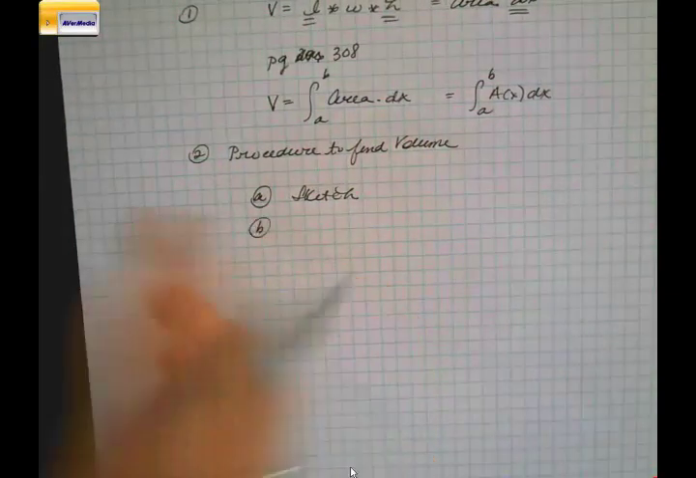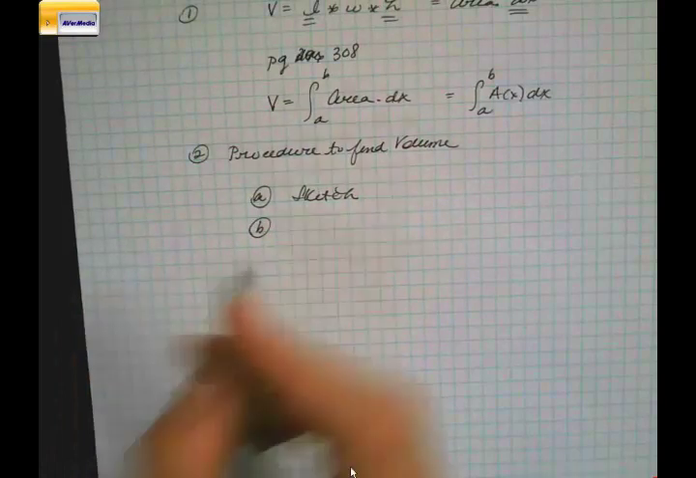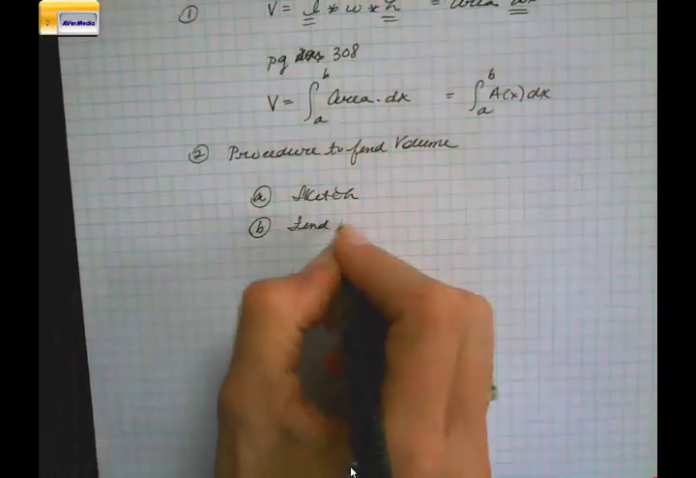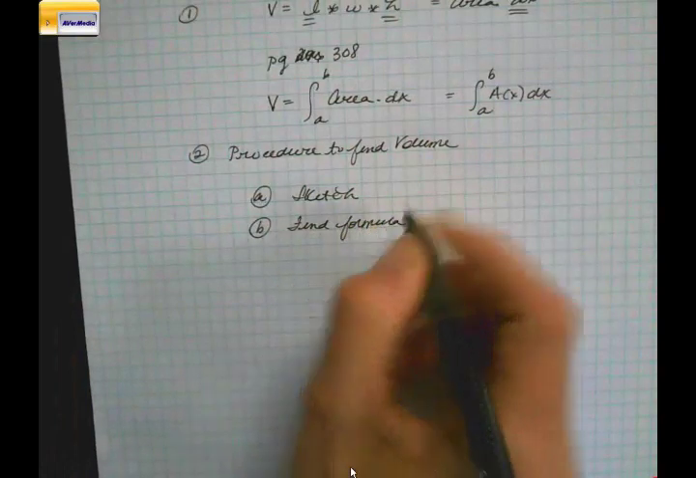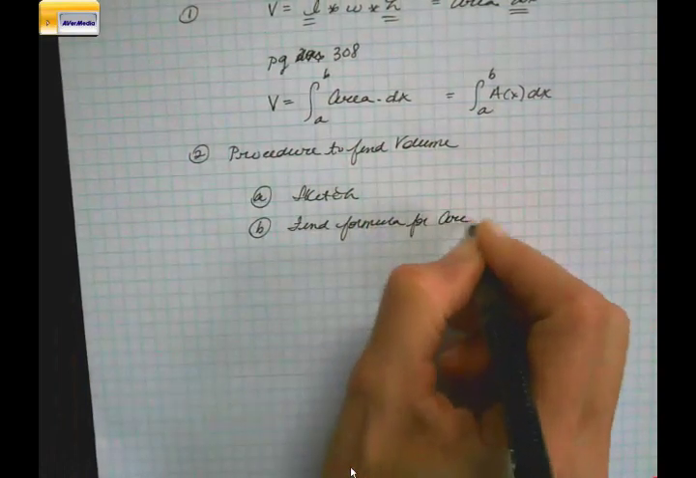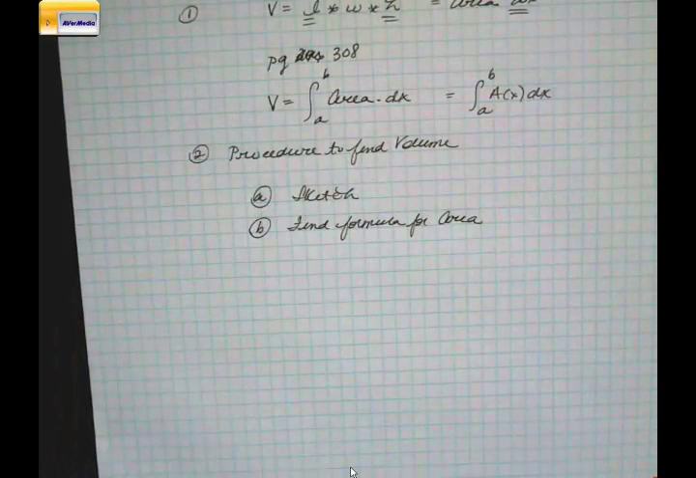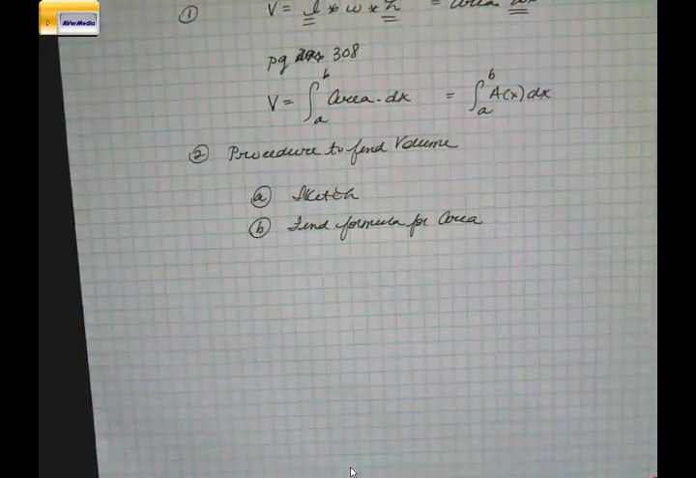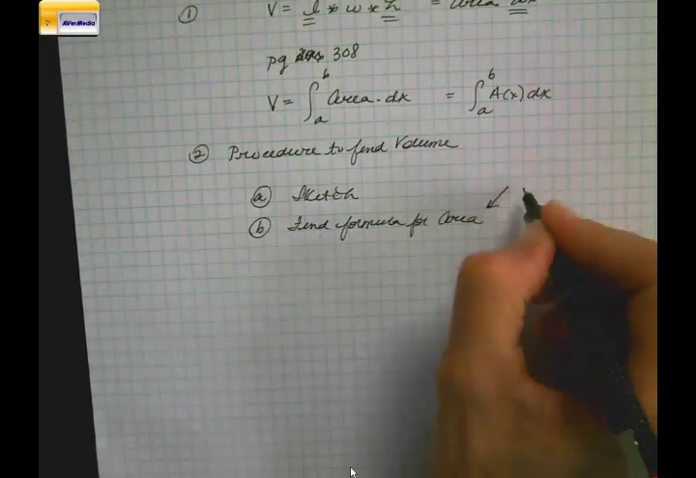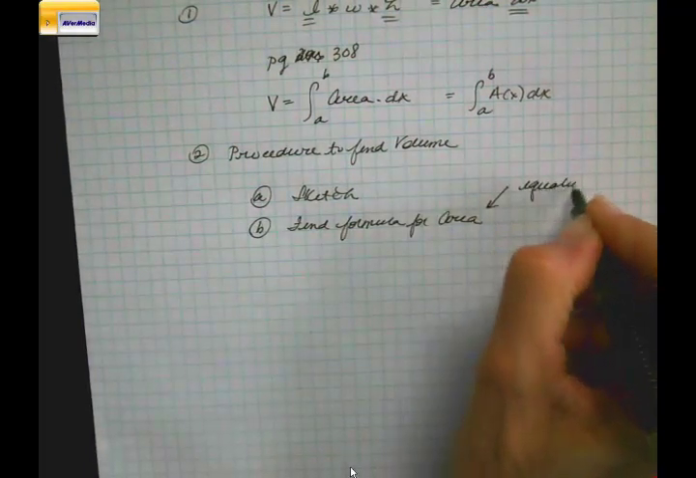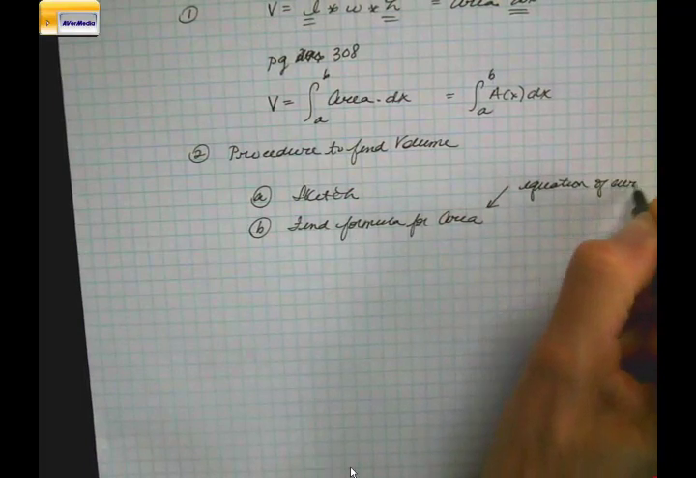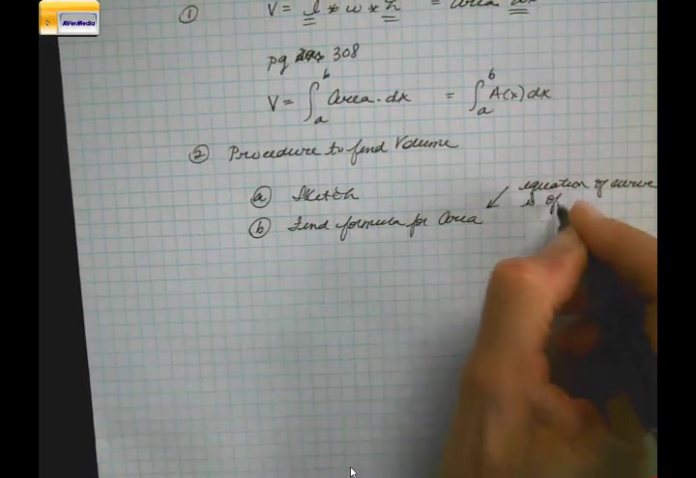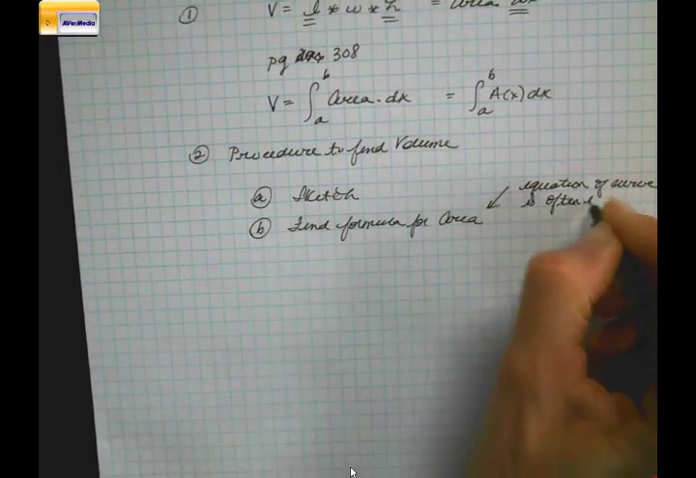Once you create a sketch, just like I said, a relatively rough sketch, then you're going to find your formula for area. Because remember, volume is area times the width, the area of each slab or each slice times the width of each slice, which is going to be our dx. So you're going to go in and find a formula for the area. Usually when you do this, the equation of your curve is going to be involved. Not always, but often.